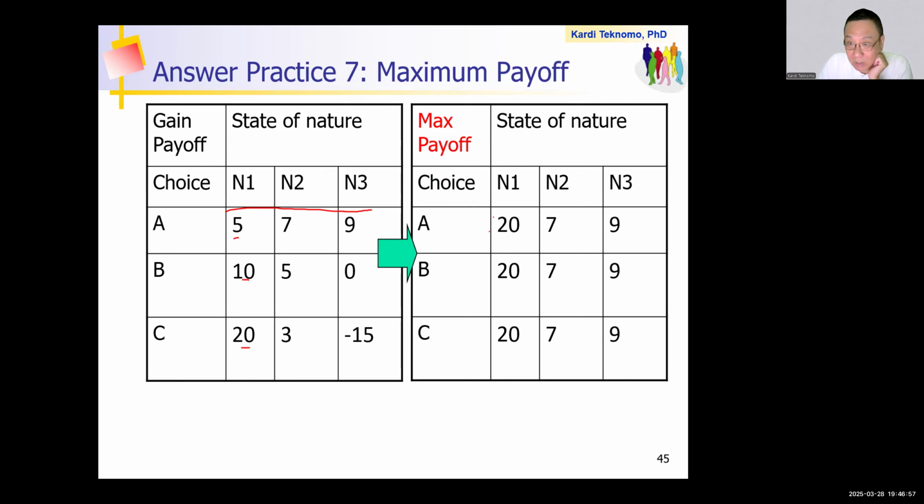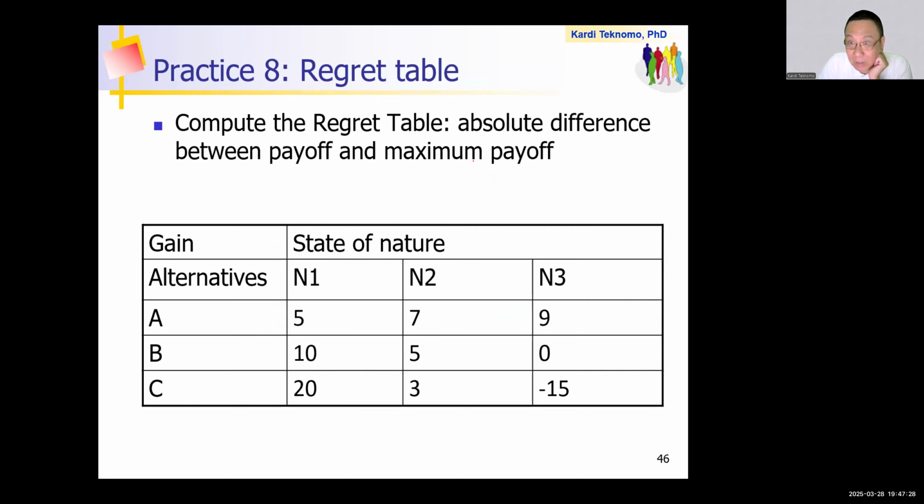Which one is the highest? 7. So you put 7 all through here. Here, 9, 0, and 15. Which one is the highest? 9. So you put 9 all through here. This is called the maximum payoff. So you have the gain payoff and you have the maximum payoff. The next step is to get the absolute difference, which is the regret. Look at this: this is the payoff and this is the maximum payoff. What you do is take the absolute difference.